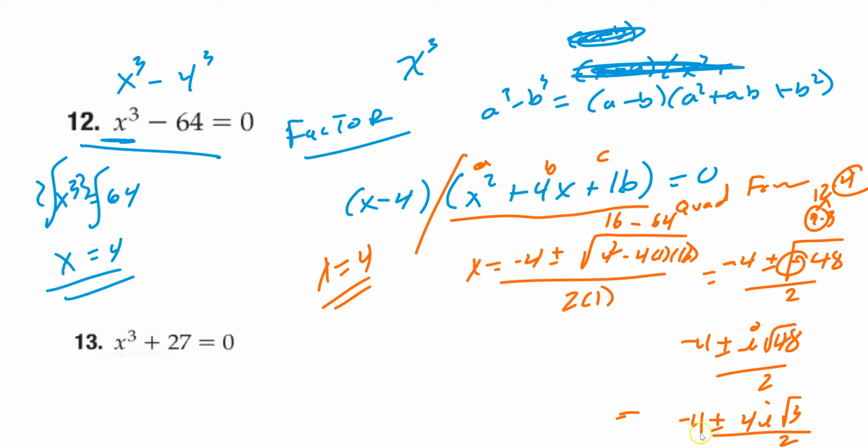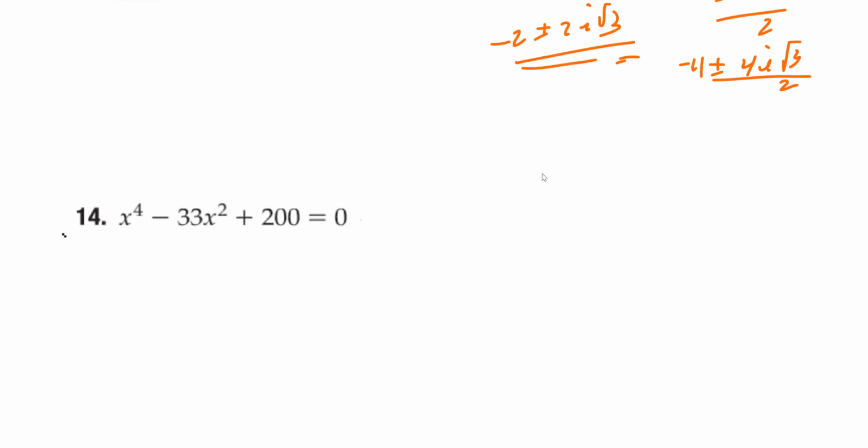And I can reduce that a little bit. They all divide by 2. Negative 2 plus or minus 2i rad 3. Right, those are my 3 answers: 1, 2, 3. So solving the cubic ones are actually the worst, because you're like, oh, I got to factor it, and that's not going to factor pretty. Same would happen with the next one.